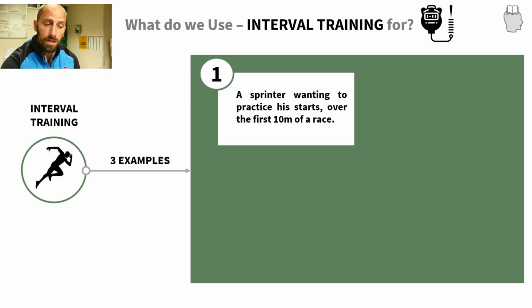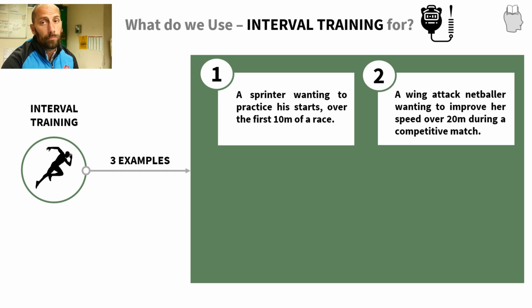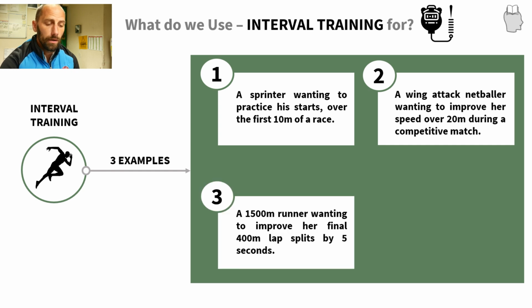I could be a sprinter who's wanting to practice their starts over the first 10 metres, so I could use it in real short intervals that way. I could be a wing attacker in netball, and I'm going to want to improve my speed over 20 metres so that I can be more competitive in the game, maybe get to the ball before my opponents. I could be a 1500 metre runner who's wanting to improve their final 400 metres by maybe 5 seconds. So there's lots of different reasons why. Within the sport, we can plan intervals to improve lots of different things.